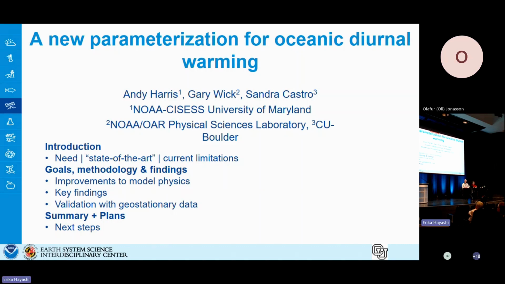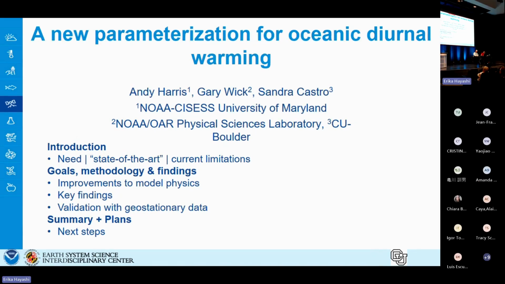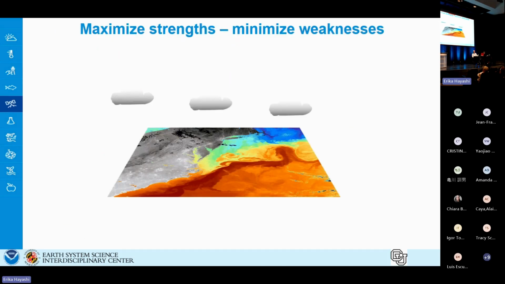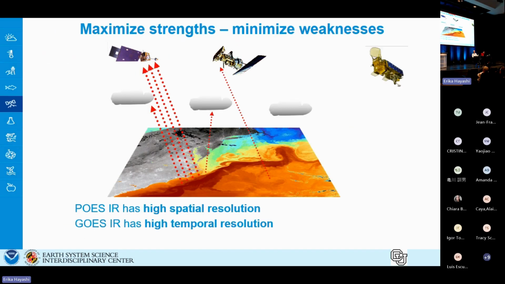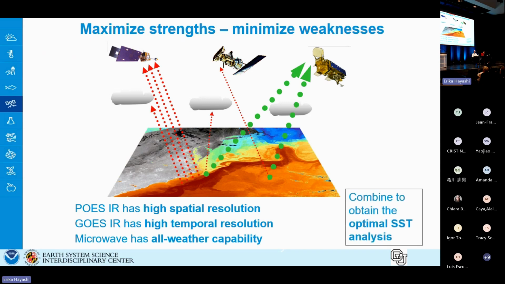Yeah, I guess this is the kind of mixed bag science session where nothing fitted anywhere else. So we're moving to diurnal warming, which is much more of a process kind of thing rather than looking at actual satellite data itself. This is work that I've been doing with Gary and Sandra. We did actually get some funding to do this, which is great. We had a lot of ambitions for the project.